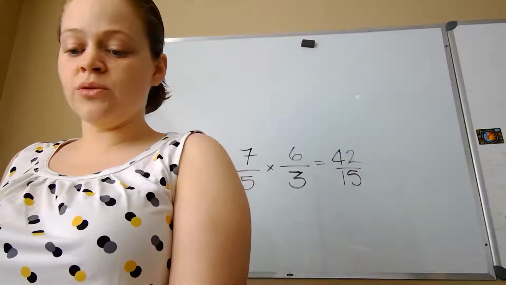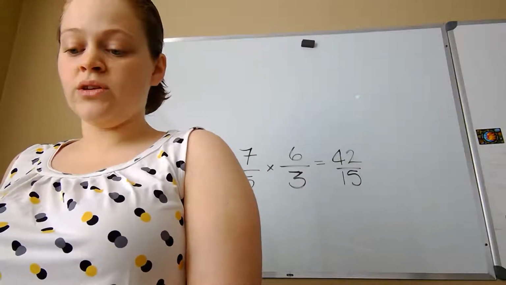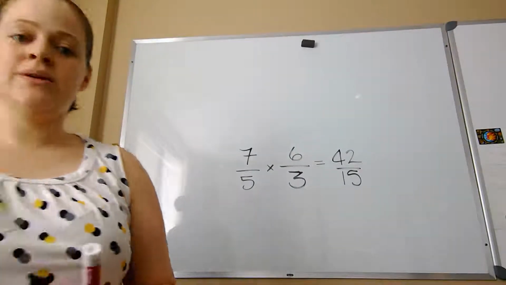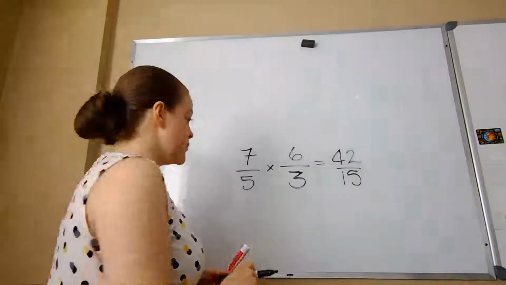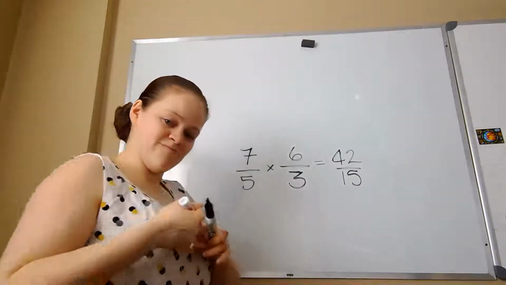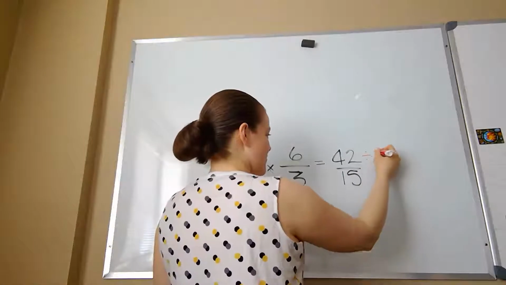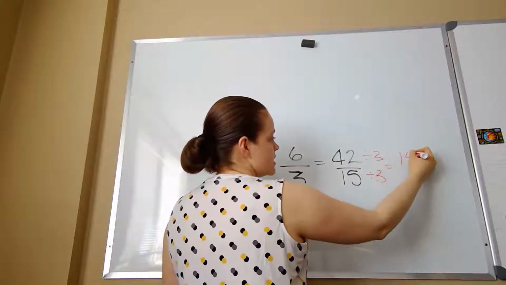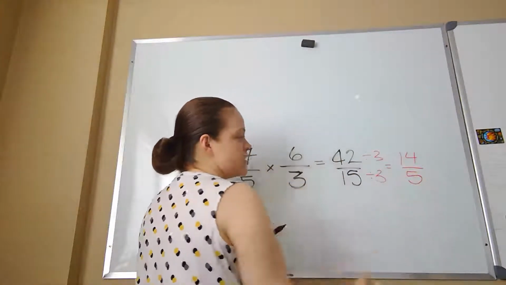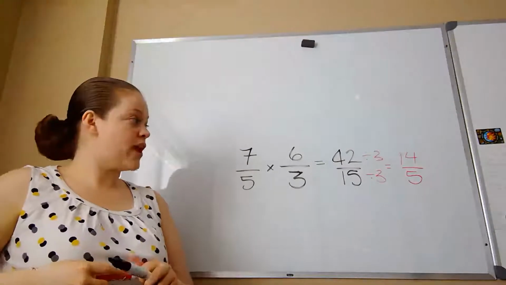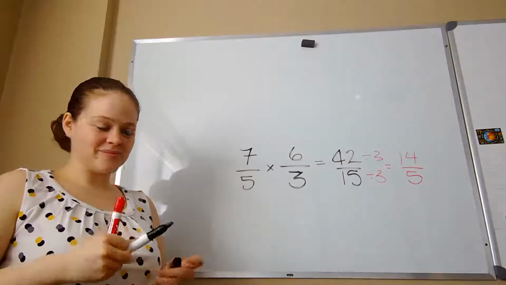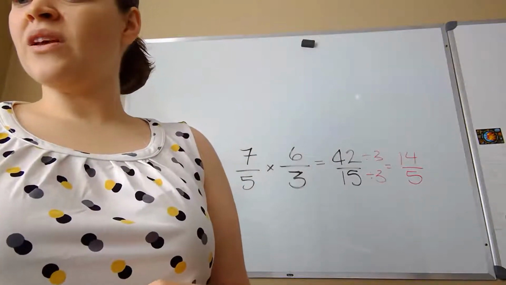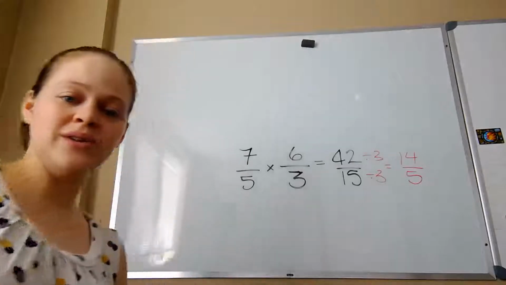So if you are to reduce this, we know that both numbers divide by 3. I'll do that in red. So we know 42 divided by 3 is 14. 15 divided by 3 is 5. And so you'll end up with 14 over 5. That is your answer. I will give you a moment just to copy that down.